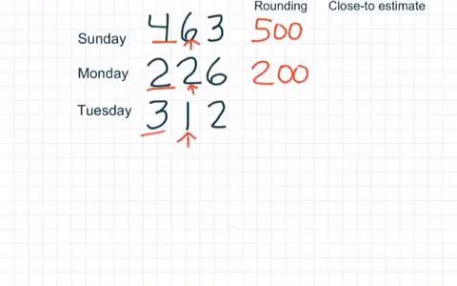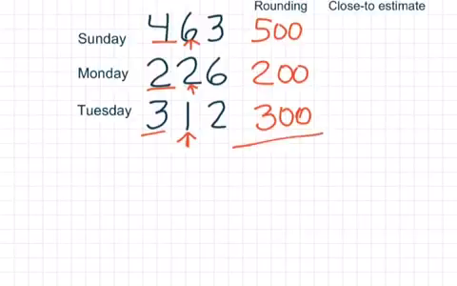And in this one, I'm talking about the 3. The 1 makes the decision. It's under 5. So the 3 stays the same. The rest become zeros. I can total those together, and I'm going to get 1,000. So that's the rounding method, and it gives us an estimation of 1,000.